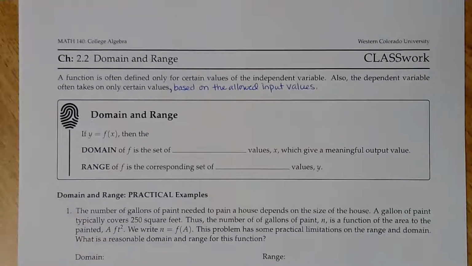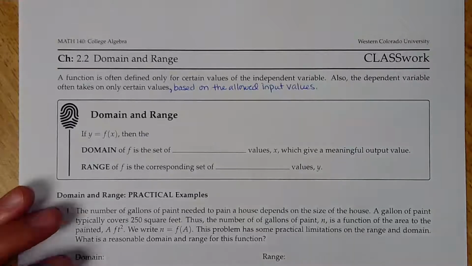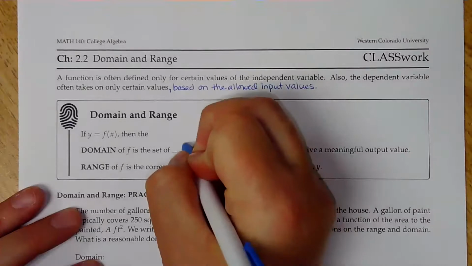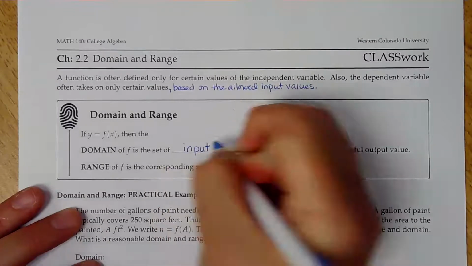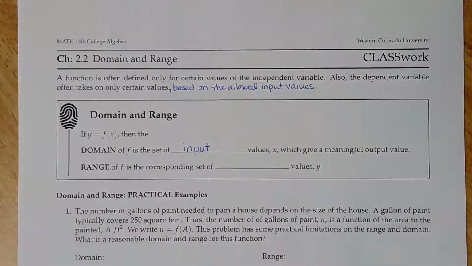Right, so section 2.1 was about input and output values, and in section 2.2 we're going to build on that with the ideas of domain and range. So if we let y be equal to f of x, then the domain of f is the set of input values. This is a list or a set of x values that'll give us a meaningful output value. For example, the rules of math tell us that we're not allowed to divide by 0.